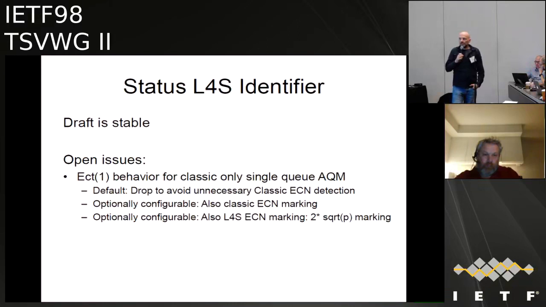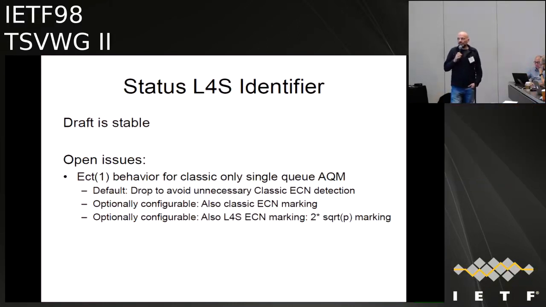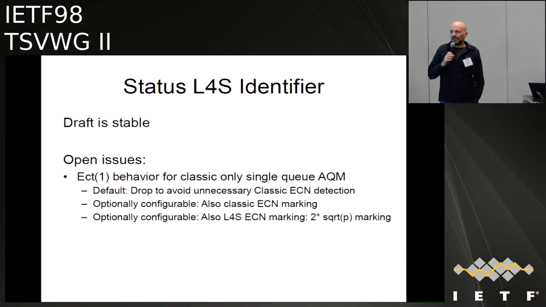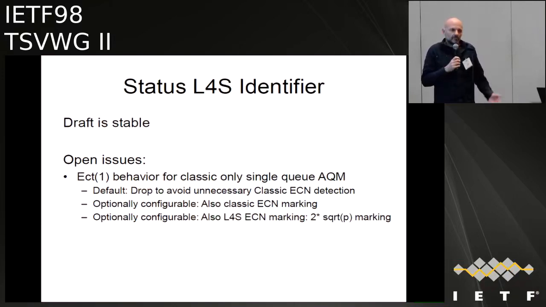So the discussion was, or maybe a consensus was, to drop by default, to avoid unnecessarily needing classic ECN detection. But maybe it's needed anyway if by that time there are already more ECN deployments. Optionally, it's configurable, so to also treat it as classic ECN traffic. I think it's a recommendation that it could also be triggered, because if we need the classic ECN detection anyway, then it's better not to drop alpha-REST traffic.